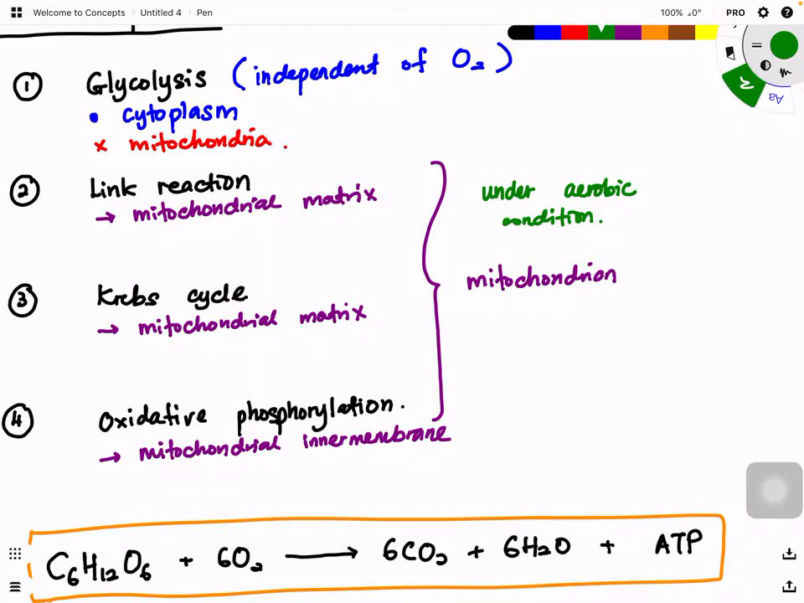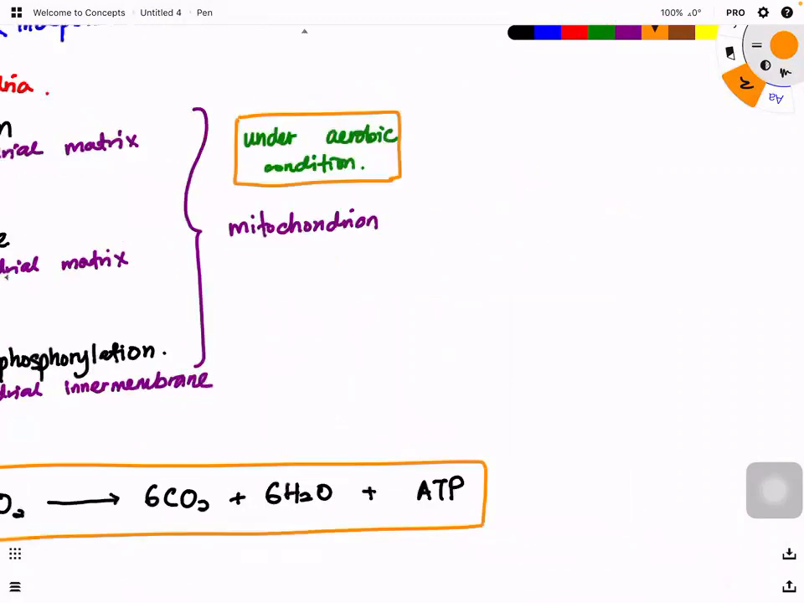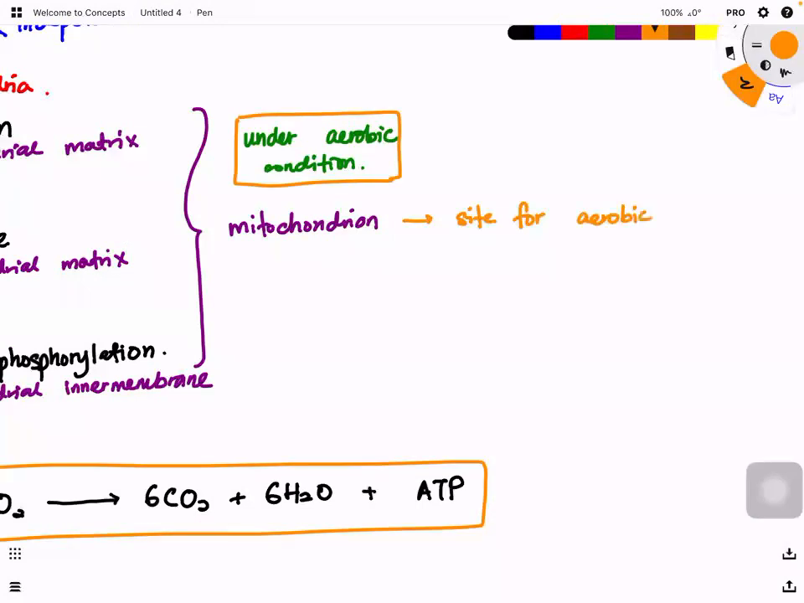Why only under aerobic condition can mitochondria carry out the link reaction, Krebs cycle, and oxidative phosphorylation? Okay, so highlight this. It must be under aerobic condition. Therefore, when you learn about mitochondria in your first chapter, we always say that it is a site for aerobic respiration, because anaerobic respiration won't take place inside mitochondria, right? Anaerobic respiration never takes place inside the mitochondria.